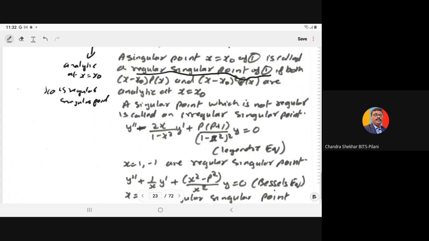So for example, here, if we have the differential equation y double dash minus 2x upon (1 minus x square) y dash plus p into (p plus 1) upon (1 minus x square) whole square y equal to 0.